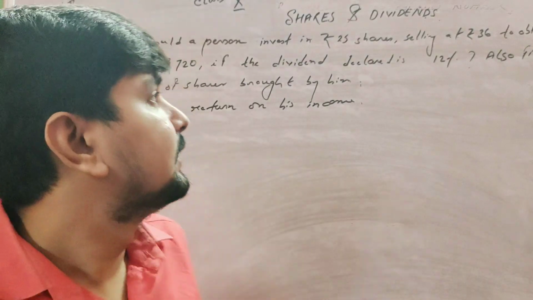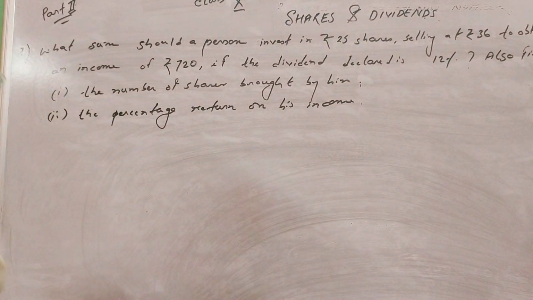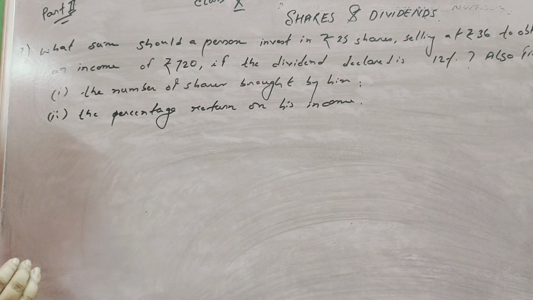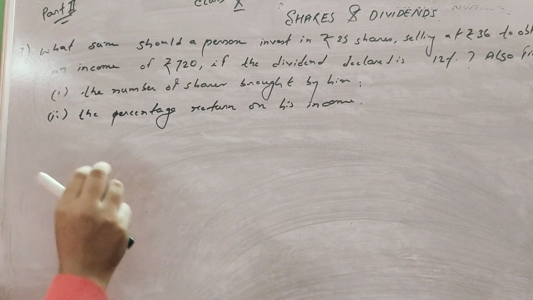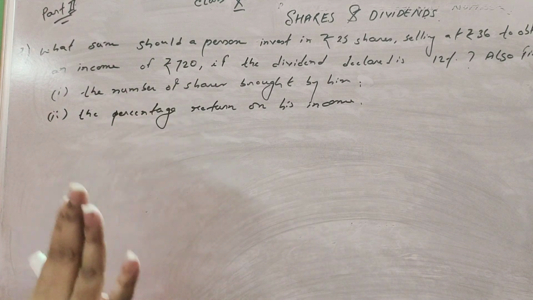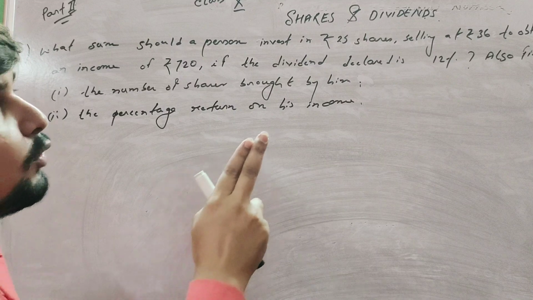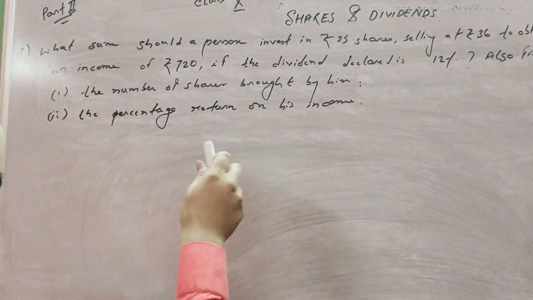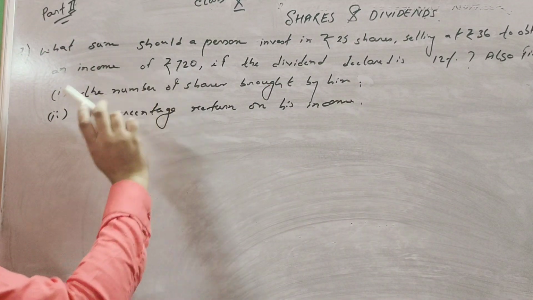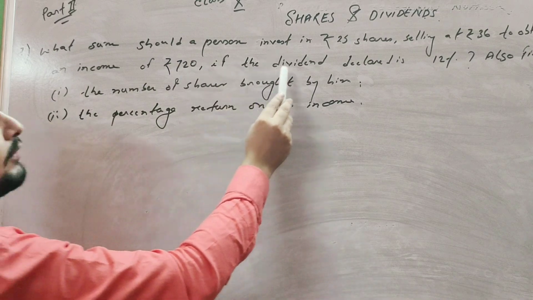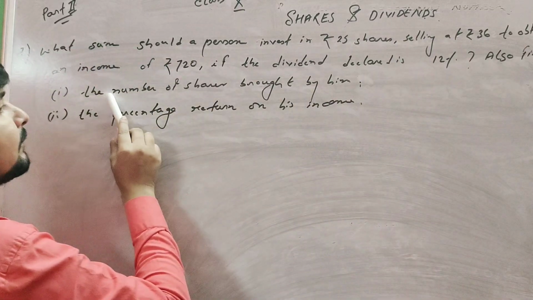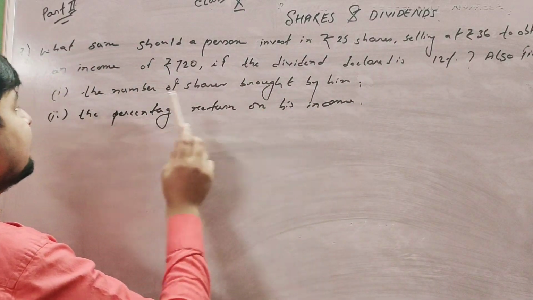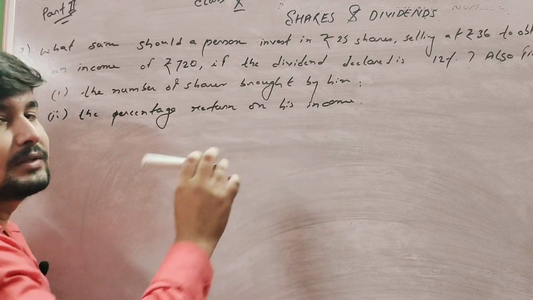Now this is a part 2 video from shares and dividends. Today we start from question number 7. What sum should a person invest in rupees 25 shares selling at rupees 36 to obtain an income of rupees 720 if the dividend is declared 12%? Also find the number of shares bought by him and the percentage return on his income.